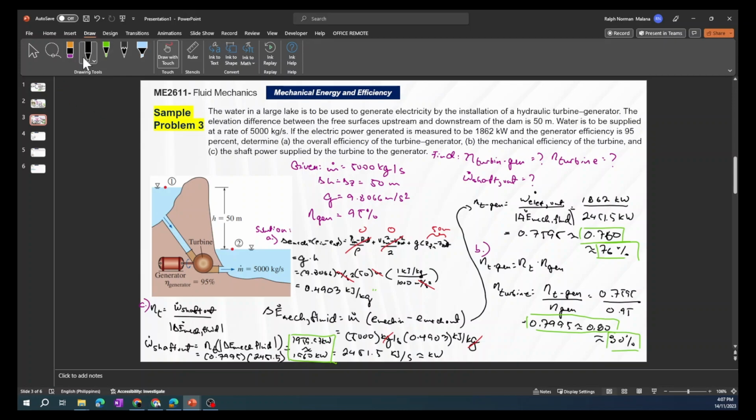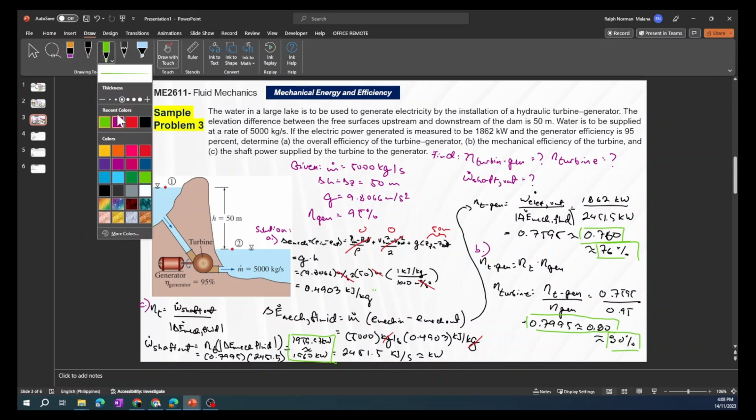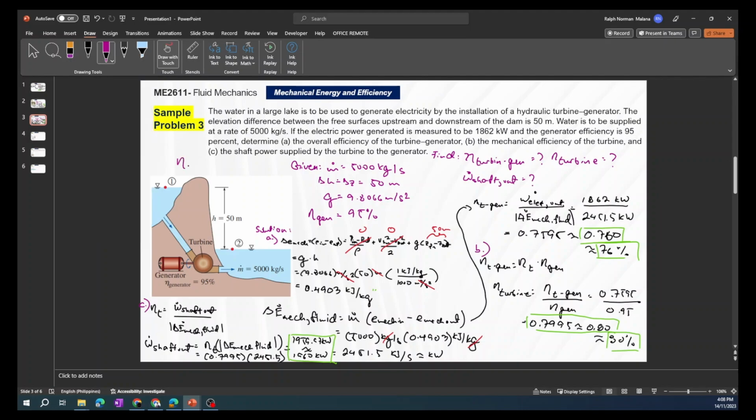So again, just remember that to get the efficiency of a pump, motor, or turbine, always check what's your output and your input, so that you won't be memorizing a lot of formulas.